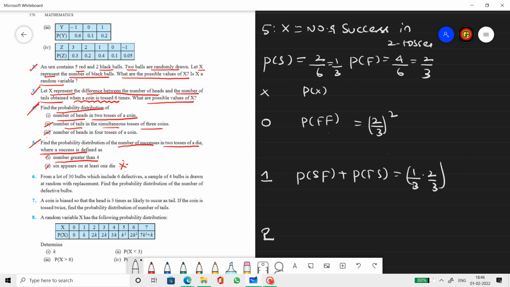This is not square, it's into 2. Next it's 2. So that means both the times I succeeded. So that is 1 by 3 the whole square. So this is the fifth question, first subdivision.